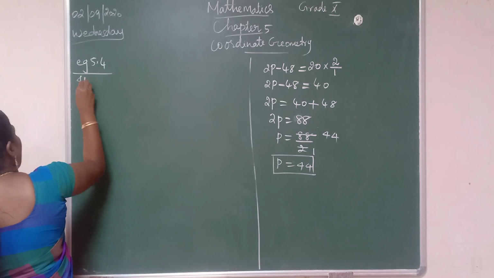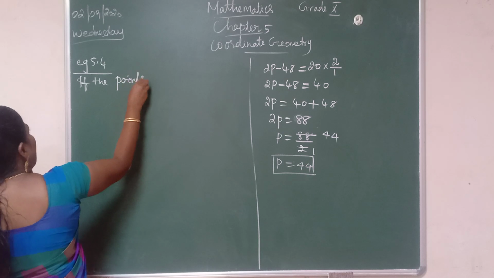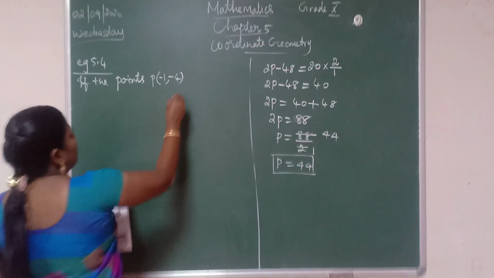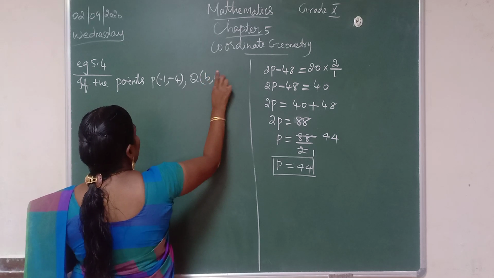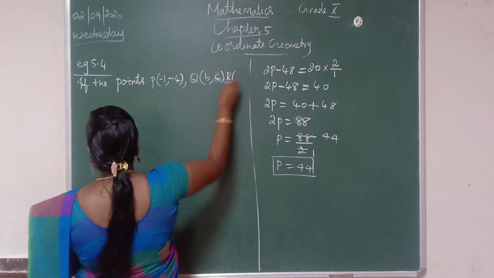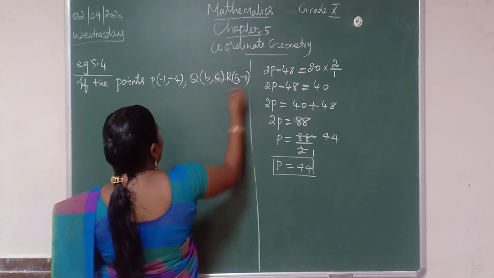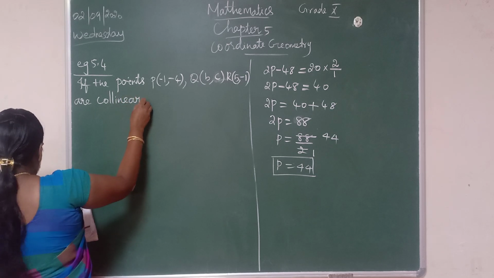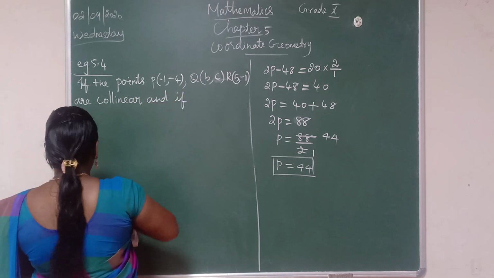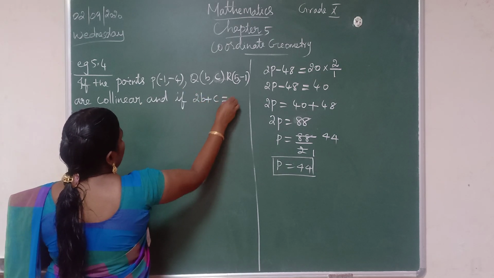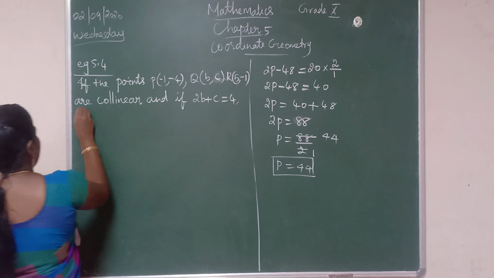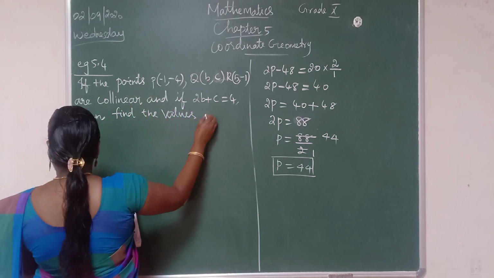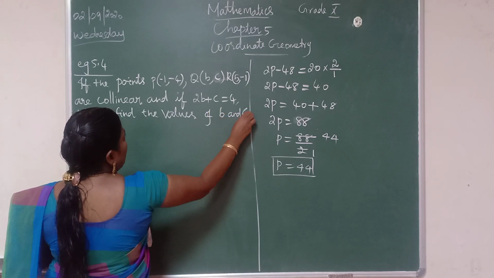If the points P of -1, -4, Q of b, c, R of 5, -1 are collinear, and if 2b plus c is equal to 4, then find the values of b and c.